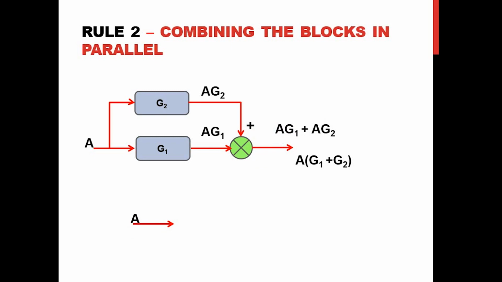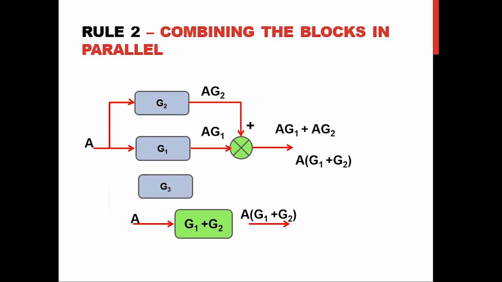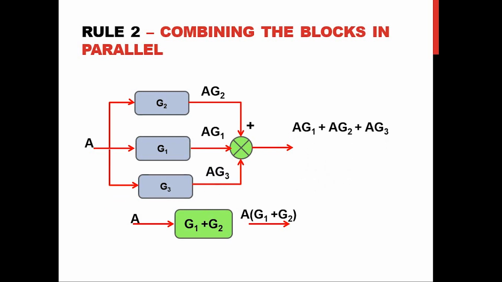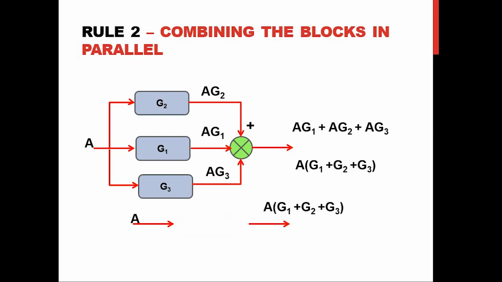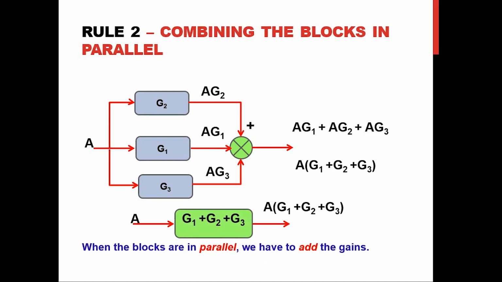Now the same thing, I am going to give the same input called A. The output we need is A into G1 plus G2. So the block that we have to insert here is G1 plus G2. Now let us assume I have three blocks in parallel, G1, G2, G3. In that case, my output will be AG1 plus AG2 plus AG3, that is A into G1 plus G2 plus G3. So the block value that we have to add here is G1 plus G2 plus G3. The inference from rule number 2 is that when the blocks are in parallel, we have to add the gains.